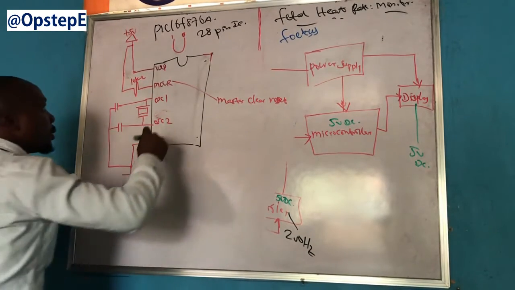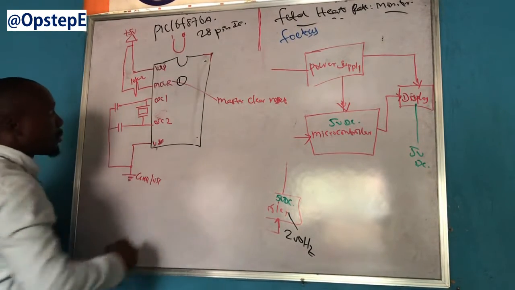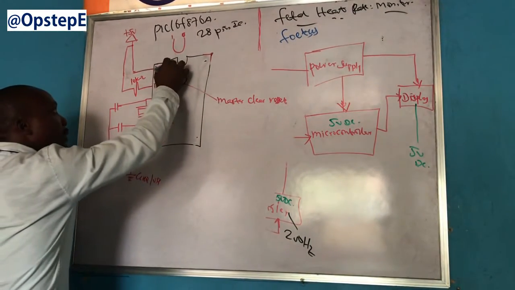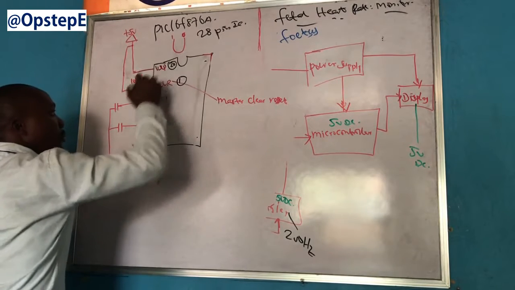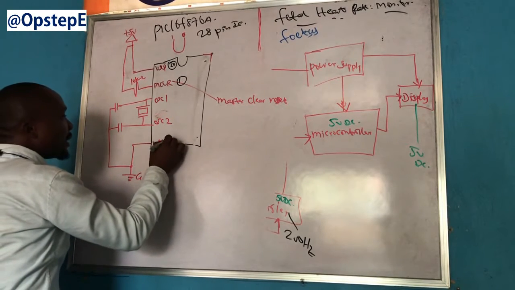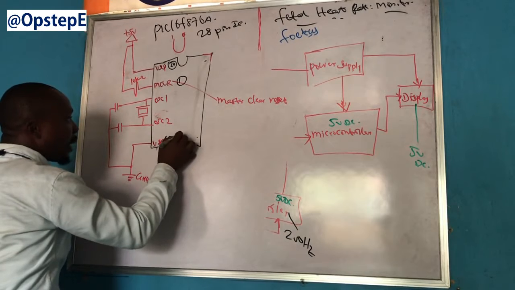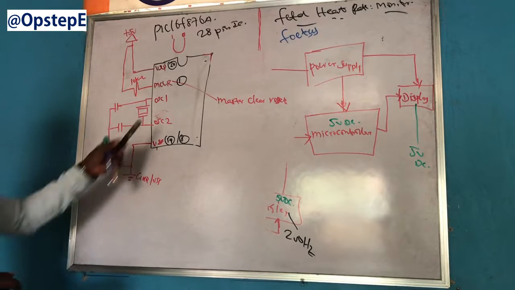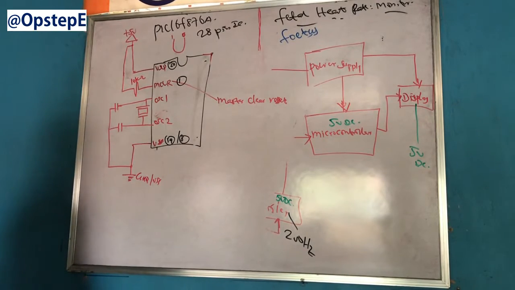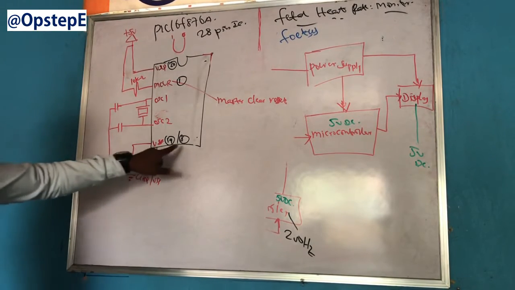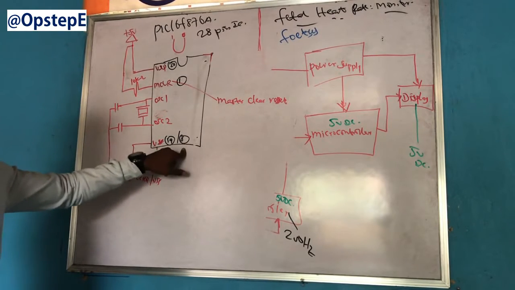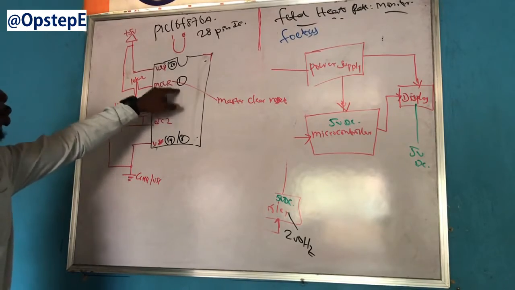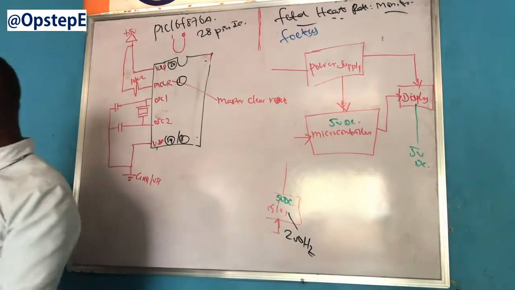Your pin 1 is going to be your master clear reset. Your pin 20 is going to be your VDD. Your pin 19 and pin 8 is going to be your VSS. Now I can't remember what these two pins are. VSS has 2 pins, on pin 8 and on pin 19. But pin 1 is your master clear reset, and pin 20 is your VDD.